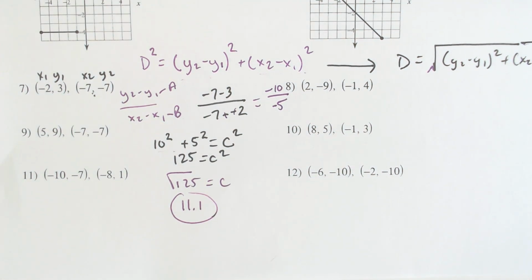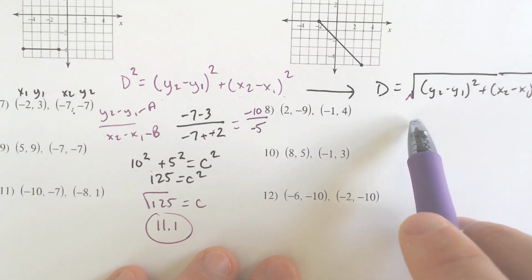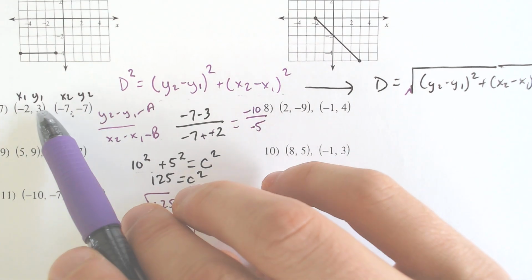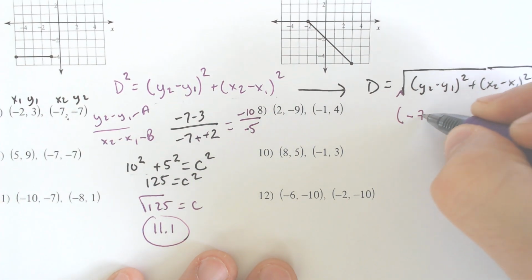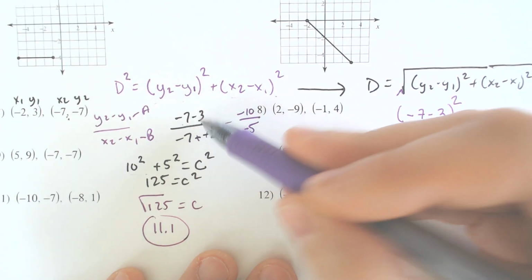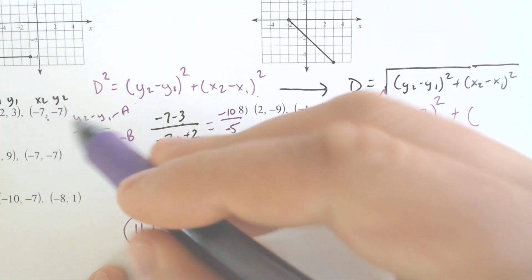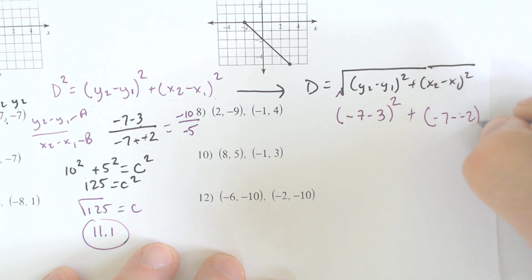Okay? Now, maybe you don't like that. Maybe you prefer to just use the distance formula right away. Well, we could do that too. All right? If you do y2 minus y1, you end up with negative 7 minus 3. Does that look familiar? Negative 7 minus 3 plus x2 minus x1 would be negative 7 minus negative 2 squared.